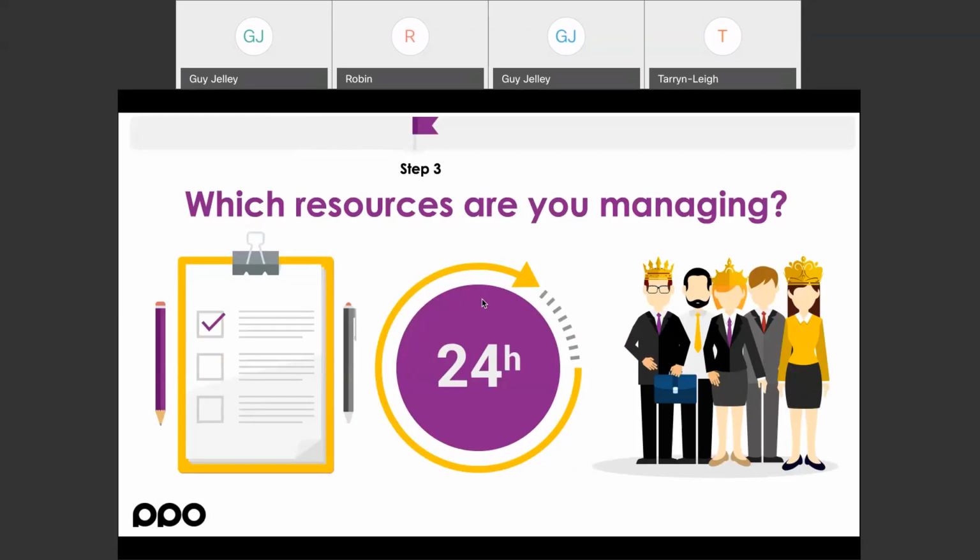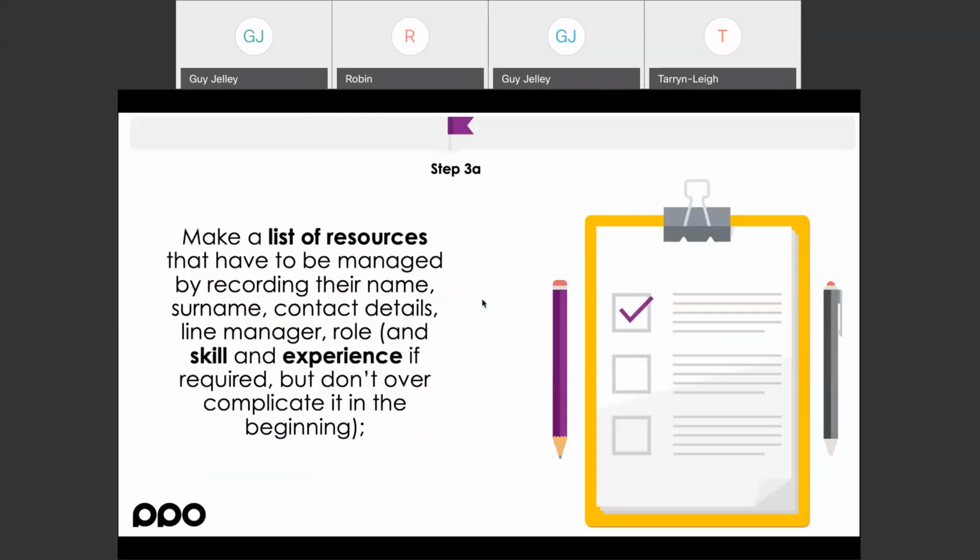I have clients who are managing a resource pool of 500, 600 resources, doing it well, but they have good processes in place, good systems in place, good discipline in place to do it. But they didn't start with 600. They started with the key golden resources, and they grew it over time. So identify the resources you want to manage.